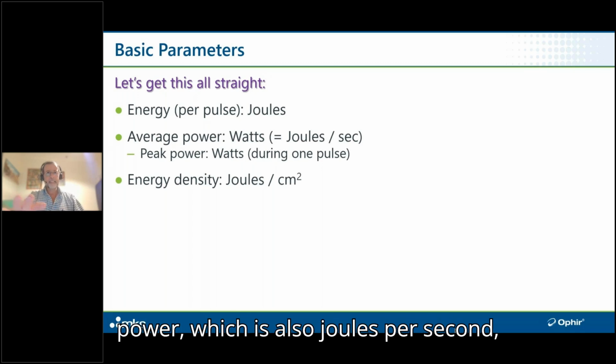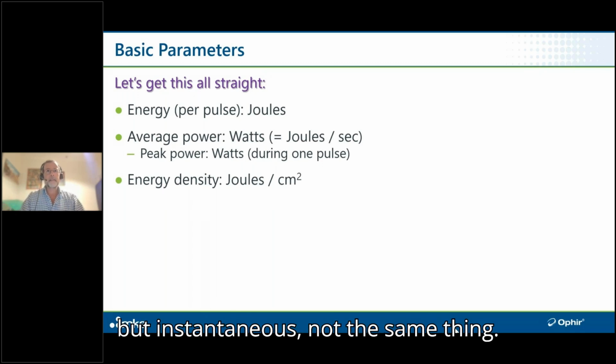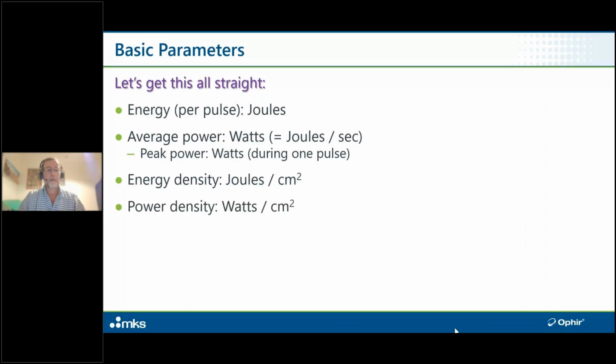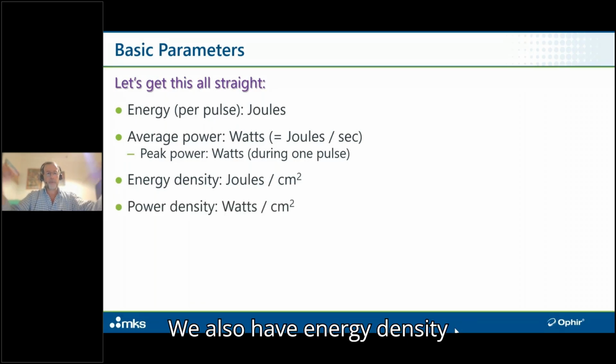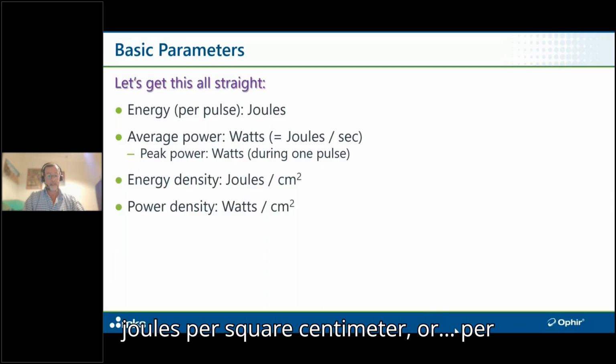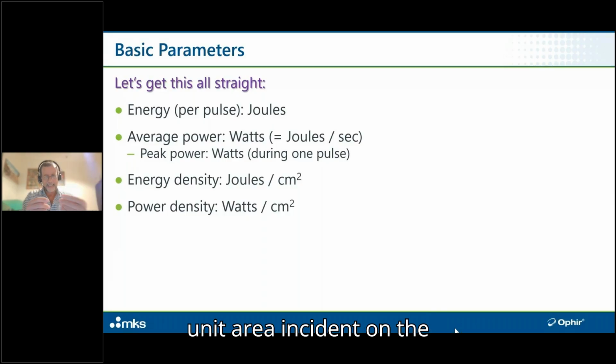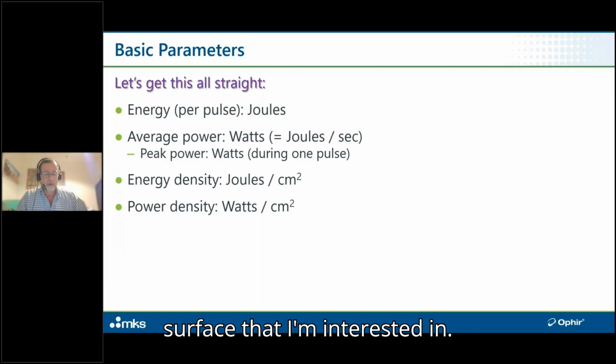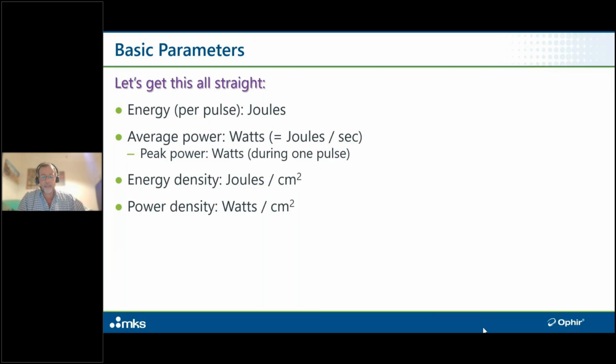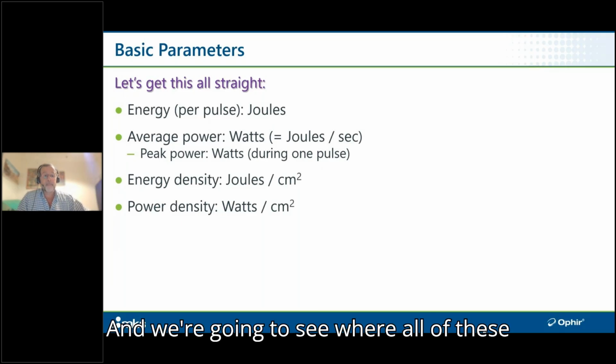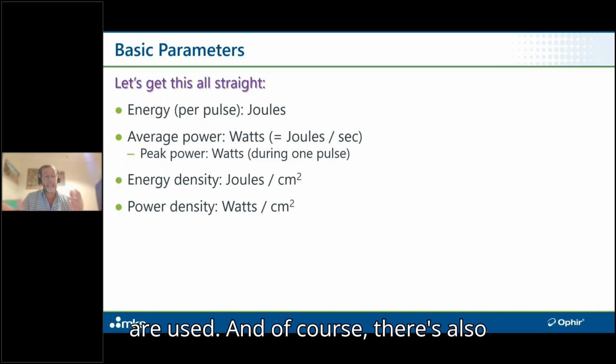And we're going to see where all of these are used. And of course, there's also power density in watts incident per unit area on my surface of interest. Just to give you an idea, power density or energy density might be the parameter of interest in applications involving diverging beams, such as those coming out of an LED or a fiber.